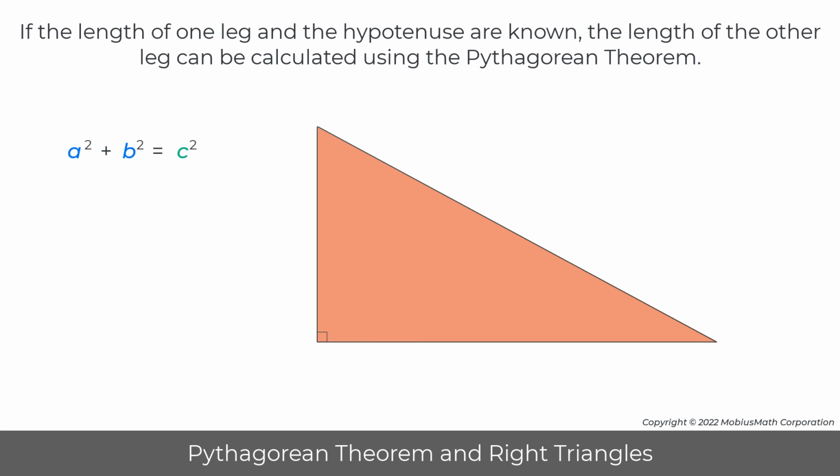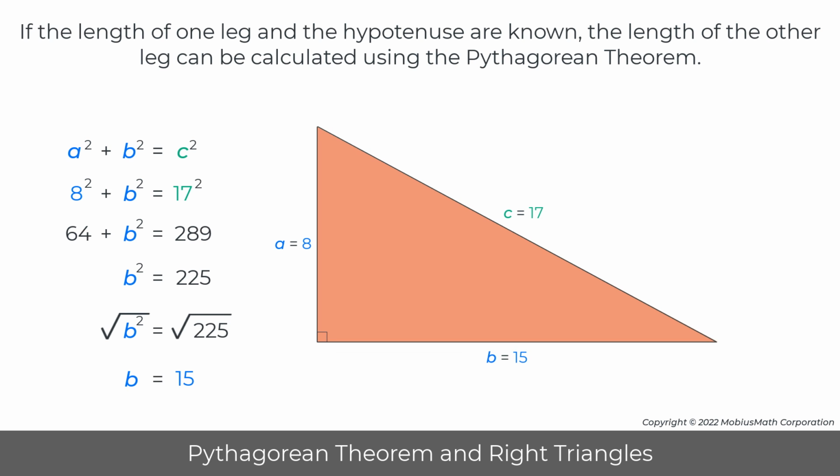If the length of one leg and the hypotenuse are known, the length of the other leg can be calculated using the Pythagorean theorem. For this right triangle, the length of one of the legs is 8, and the length of the hypotenuse is 17. When these values are substituted into the Pythagorean theorem, the length of the other leg is found to be 15. So, this right triangle has side lengths of 8, 15, and 17.